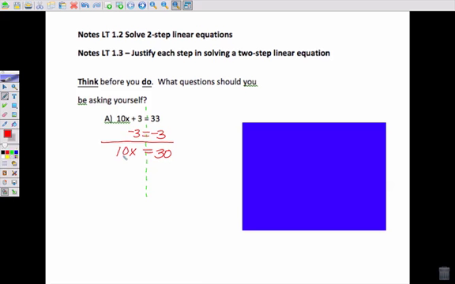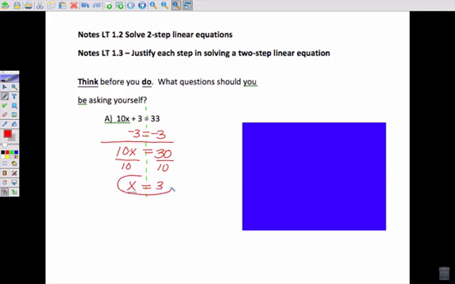I don't want 10x, I want to know what 1x equals. Since the 10 is connected to the x with multiplication, I would divide by 10 to isolate the variable, but the division property of equality says what I do to one side of the equation, I need to do to the other side of the equation, so it's still in balance. So the positive 10 would cancel with the positive 10 here. That's just 1x equals 30 divided by 10, which is 3.